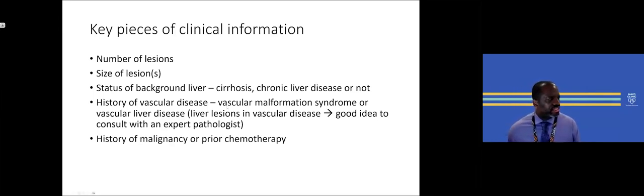A history of vascular disease, and by that I'm really specifically referring to a vascular malformation syndrome or vascular liver disease. That's really a complex area. We won't go into detail on it in the slides. These are really uncommon. They're not present in greater than 1% of the population. But if you encounter a case like this, I think it's a good idea to consult with an expert liver pathologist. And of course, a history of malignancy or prior chemotherapy is really helpful, whether it's therapy directed to the liver or elsewhere in the body, really helpful clinical information to have.